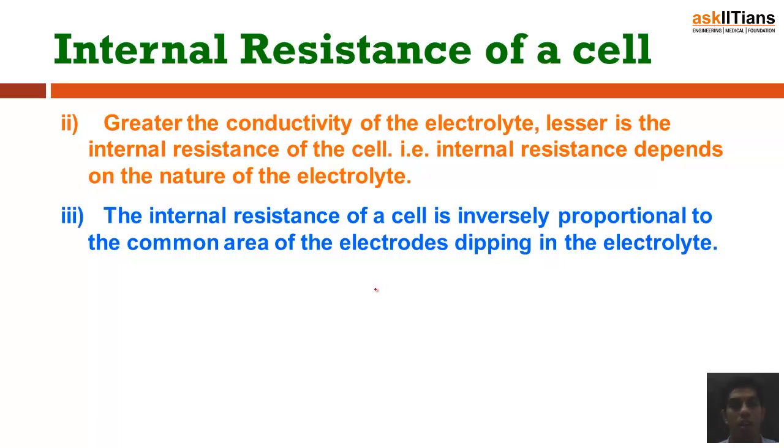The last factor which affects internal resistance: the internal resistance of a cell is inversely proportional to the common area of electrodes dipping in the electrolyte. This is a similar concept where the resistance is inversely proportional to the cross-section area. So in the electrolyte also, the common area of the electrodes dipping acts like a cross-section area because the ions will be primarily directed between those areas. So hence these are the factors which affect the internal resistance of a cell.